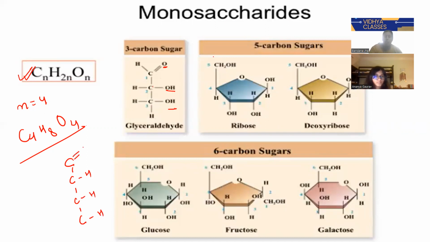Now, if you have to draw it: 1, 2, 3, 4 carbons, hydrogen, H, H, H, 1, 2, 3. Now, double bond O, OH, 1, 2, 3, 4, 5, 6, 7, 8, because carbon has 4 covalent bonds. Now oxygen, 1, 2, 3, 4. Here, oxygen is missing. Okay, fine. 1, 2, 3, 4. Clear?